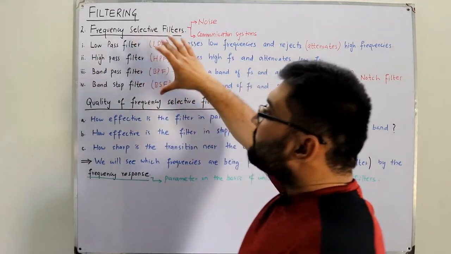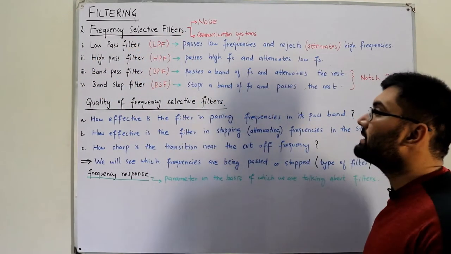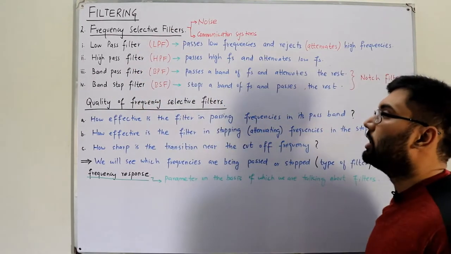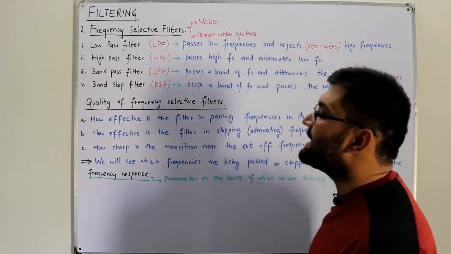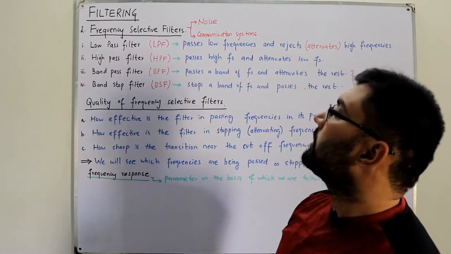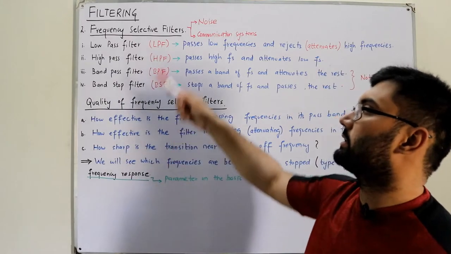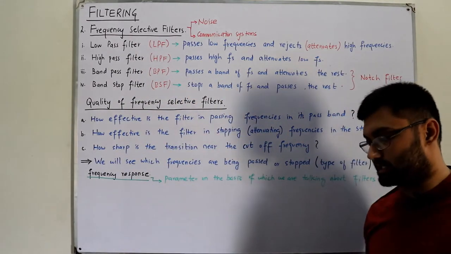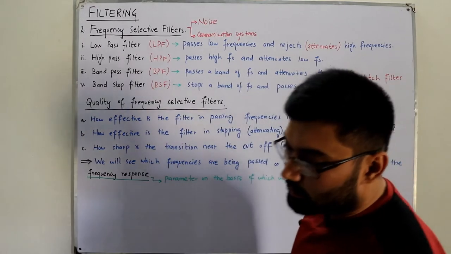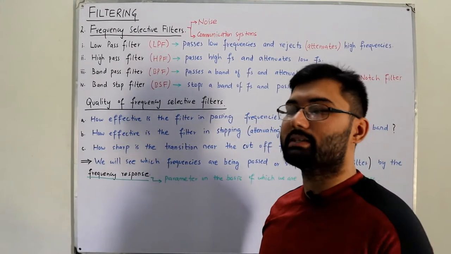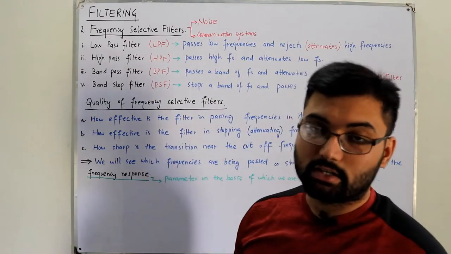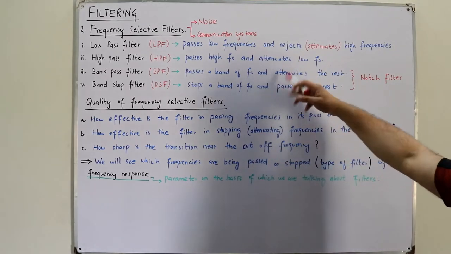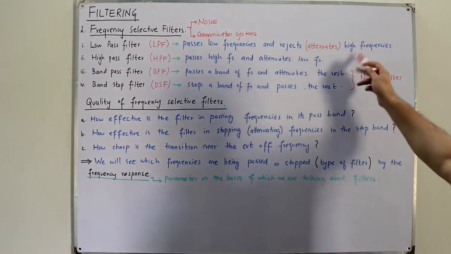Based on their function, their job, there are four major types of these frequency selective filters: low pass, high pass, band pass, and band stop. Number one, low pass filter, LPF. As the name suggests, it passes the lower frequencies. Now what do I mean by low frequency? We have a range, and I will definitely tell about it. They pass the lower frequencies and reject, or block, the higher frequencies.